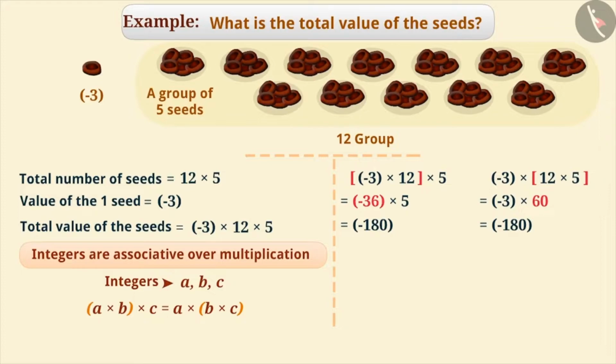Absolutely correct. Because integers are associative over multiplication. Grouping the numbers in any order gives us the result -180. That means the total value of the tamarind seeds is -180.